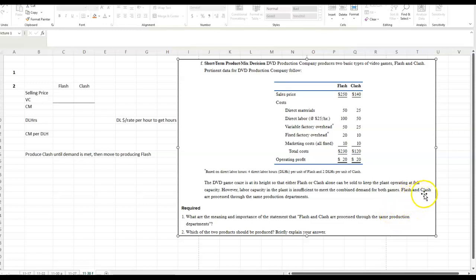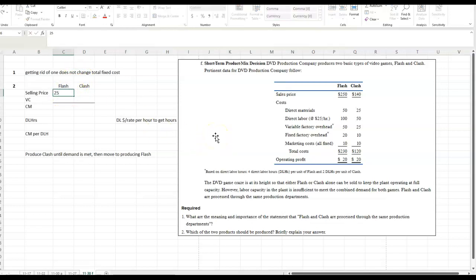And then it makes this statement: Flash and Clash are processed through the same production department. What does that statement mean? Well, it basically means that if we get rid of one of them, it doesn't change the total fixed cost because it's the same production department. We don't have to get new materials. We don't have to get new equipment. We don't have to do any more overhead. So that means that we can ignore fixed costs. They're irrelevant, right? We can just look at variable costs.